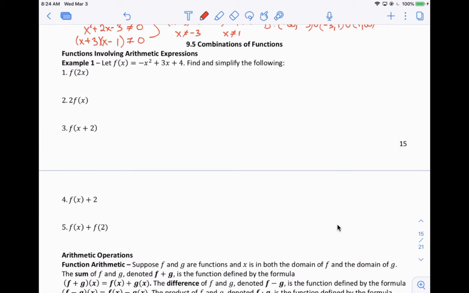Hello, and welcome to the first video for 9.5, combinations of functions. Once again, we're looking at something we have seen before this year, presented in a slightly new way. So we've got the same function from the last section, f of x equals negative x squared plus 3x plus 4. We're going to look at a variety of combinations with this guy.